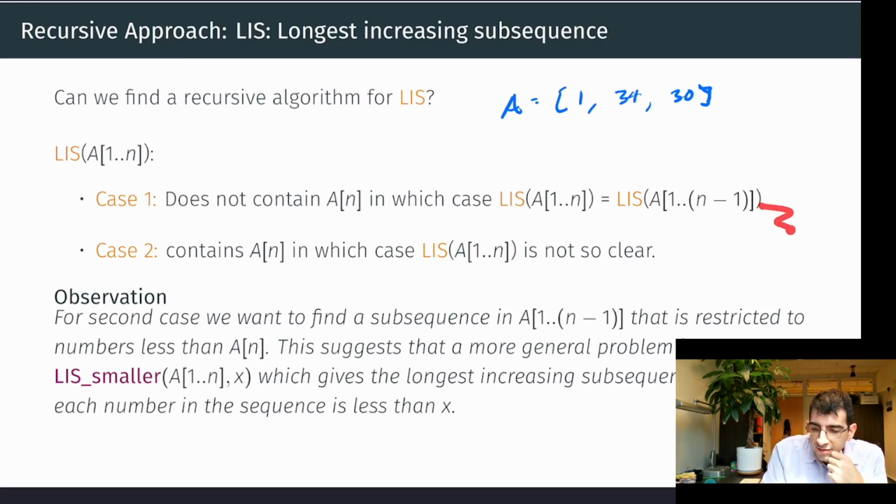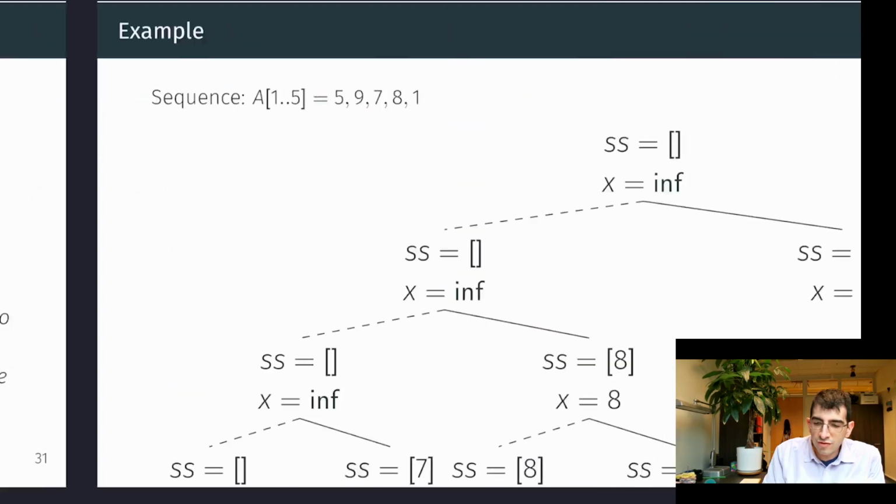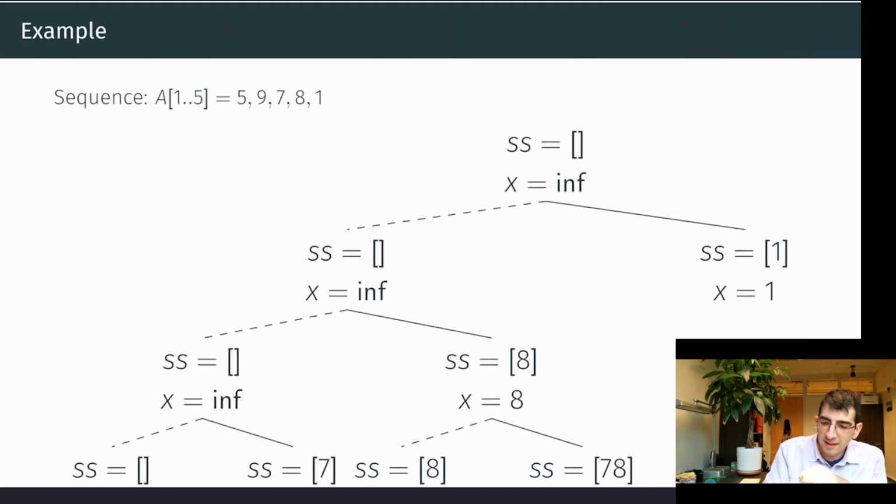That's why we have two cases. We just have to consider both the case where 30 is part of the longest increasing subsequence and the case where 30 is not part of the longest increasing subsequence. And then recursively call LIS on the prefix of the array. Okay? So the search tree becomes something like this.